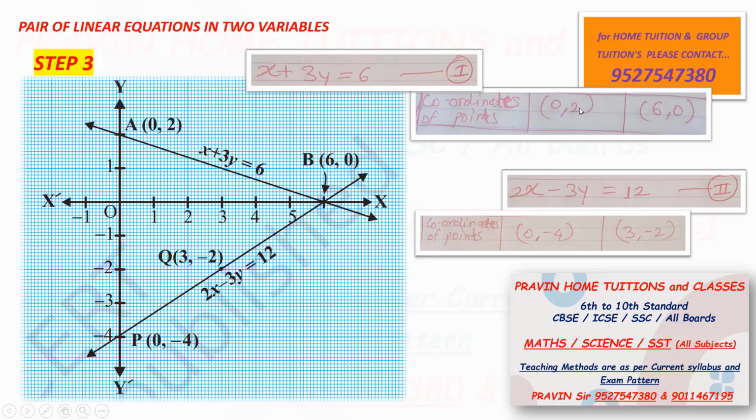Now the first point is (0, 2). The x coordinate is 0, the y coordinate is 2. So the point is here, (0, 2). Call this point A. Now the second point is (6, 0). The first coordinate is always x, so x is 6, and the y coordinate is 0. So the point is here. Join points A and B and extend the line, because this is the line, and write the equation x plus 3y is equal to 6.